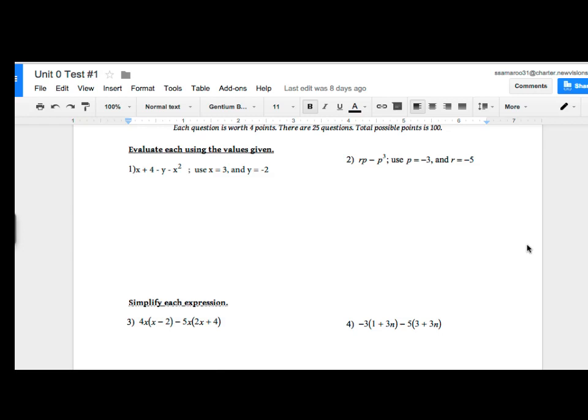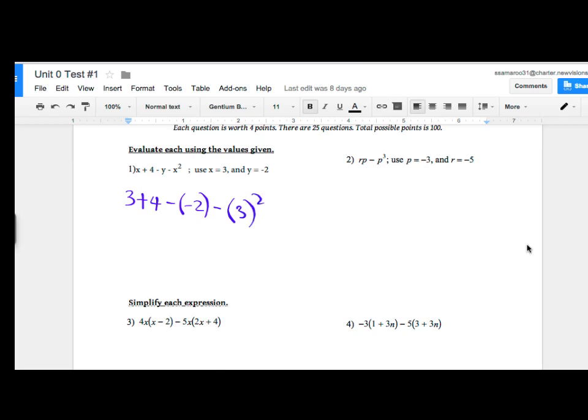The first one is just evaluating expressions. So I'm given this expression and I need to find the value. What is the value of this expression when x is 3 and y is -2? So all I'm going to do is plug in wherever I see x, I'm going to replace it with 3. And remember my negatives, I go in, no x. Wherever I see x, it will be 3 squared.